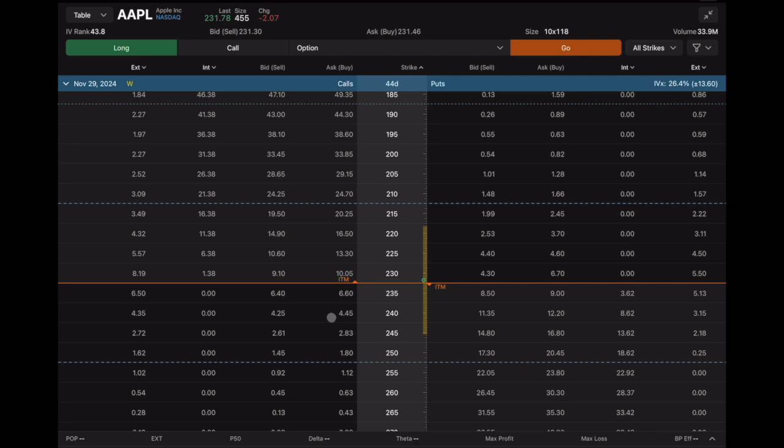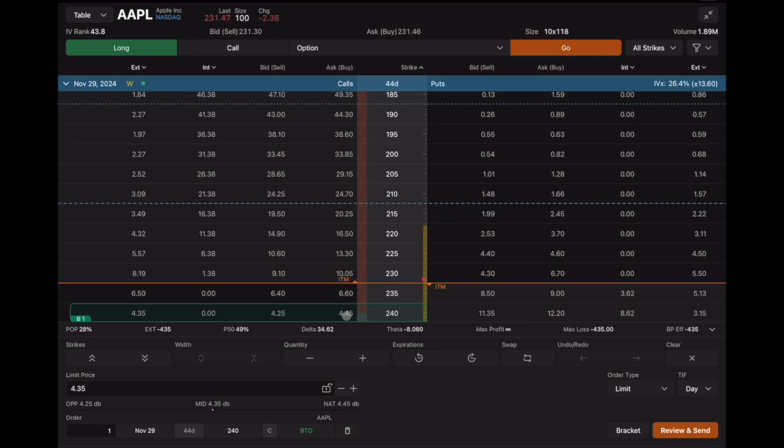center of the screen. Let's assume we have a bullish assumption on Apple, and we believe the stock price will rise above $240 before the November 29th expiration date, and we decide to buy the 240 strike call. We do this by clicking on the ask price.